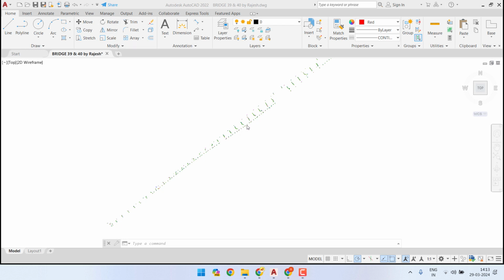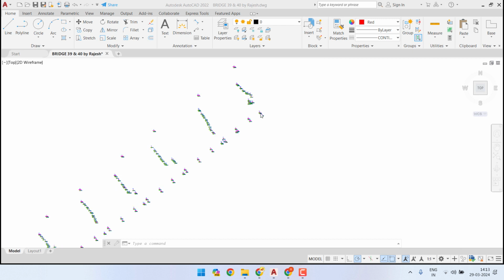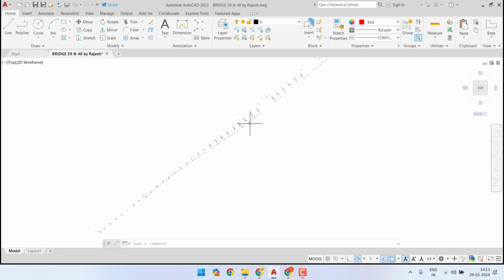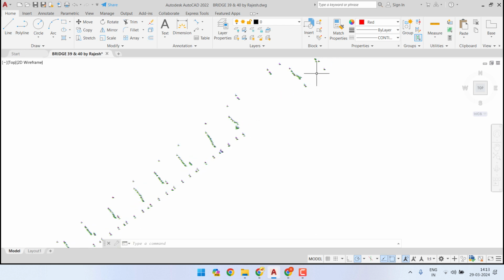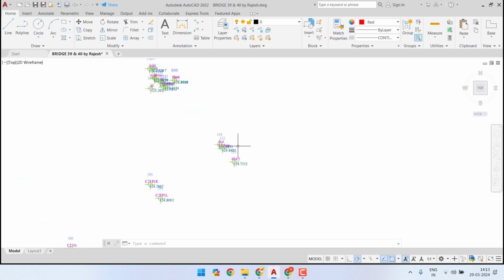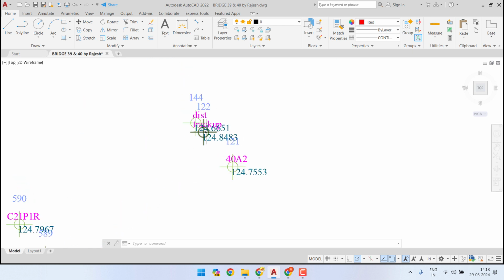Hello friends, in this video we will try to redesign the reverse curve ahead of the bridge number 40 up in Lucknow Kanpur section. So let me just briefly show you the data that we have. So this region is the bridge 40 and 40A2 and track up.